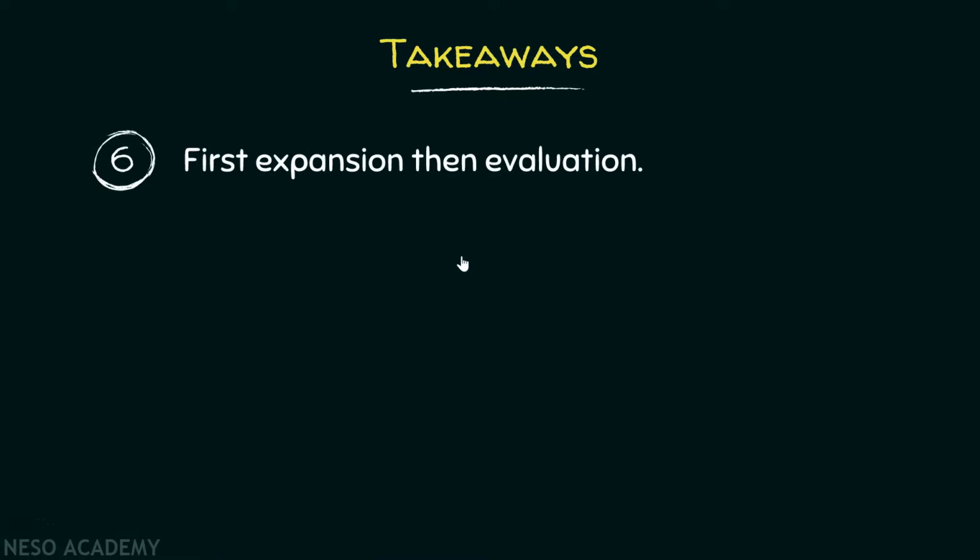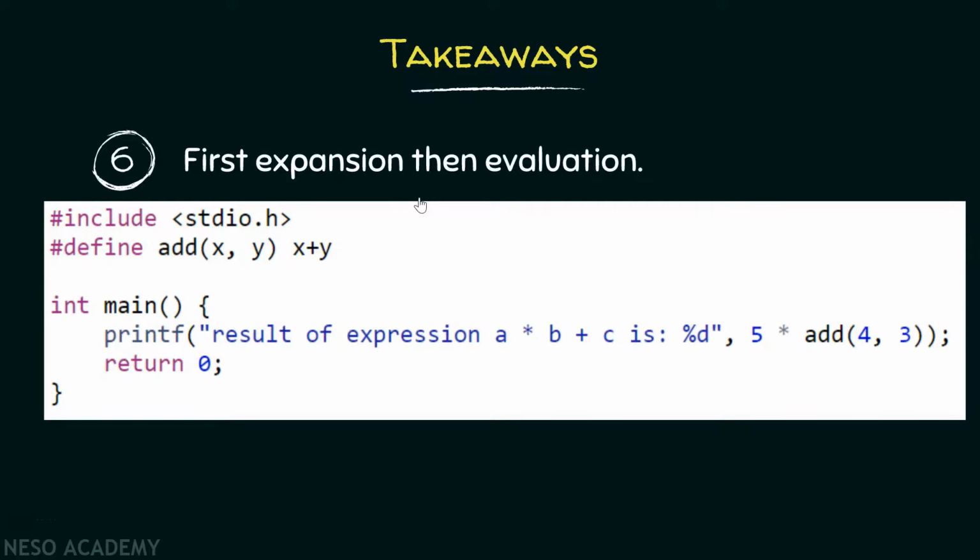First expansion, then evaluation. Let's see what that means. Here you can see I have written "result of expression a star b plus c is %d". This %d is going to get replaced with the second argument of the printf. We know this thing already. Here I'm performing the operation 5 multiplied with this macro over here. This macro is going to get replaced with 4 plus 3, which equals 7. And we simply multiply with 5, which results in 35, right? Wrong. This is not done. 5 is multiplied with the macro.